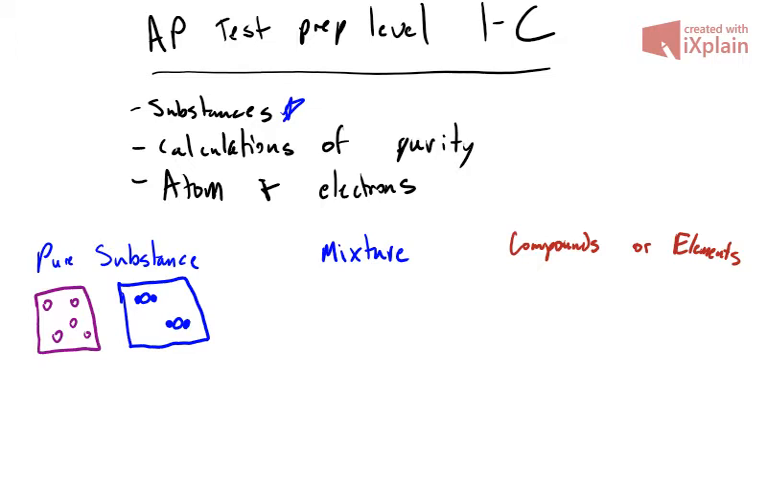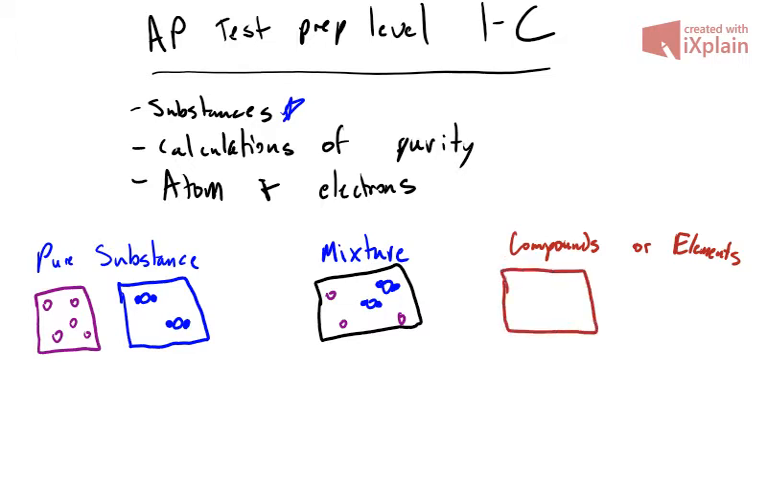Or you could have a mixture, where you have some open purple circles and some of these. So it's two different entities inside one container. That's the difference between a pure substance and a mixture. Now, the difference between compounds and elements.